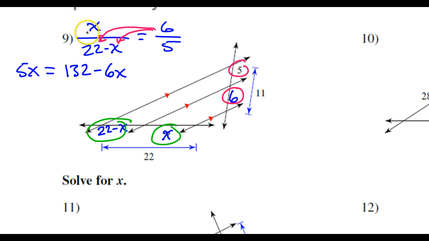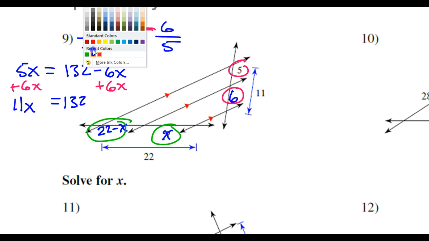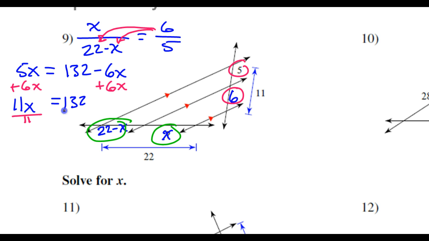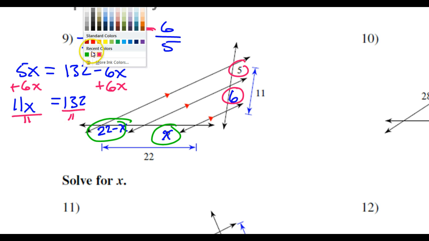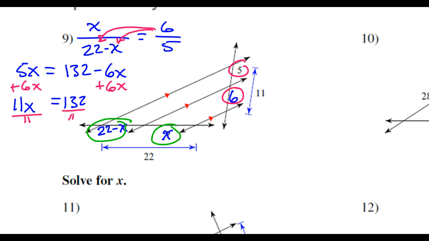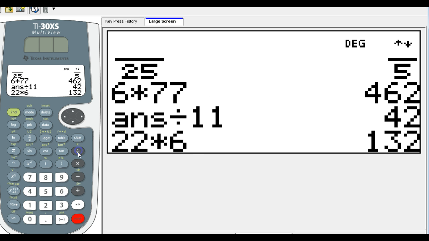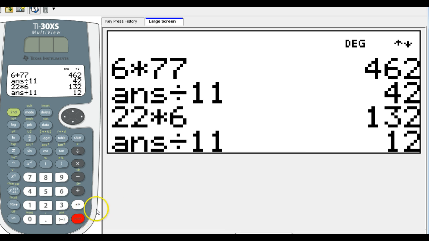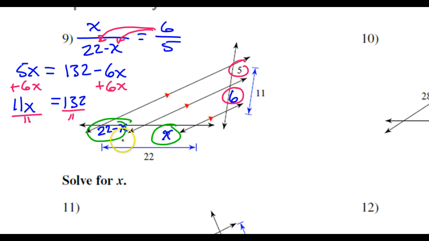Now I see I have a variable on both sides. Whenever that happens, I need to get those together immediately. So I'll add 6x to both sides. That'll give me 11x equals 132. When I divide both sides by 11, I get 12. So x equals 12.